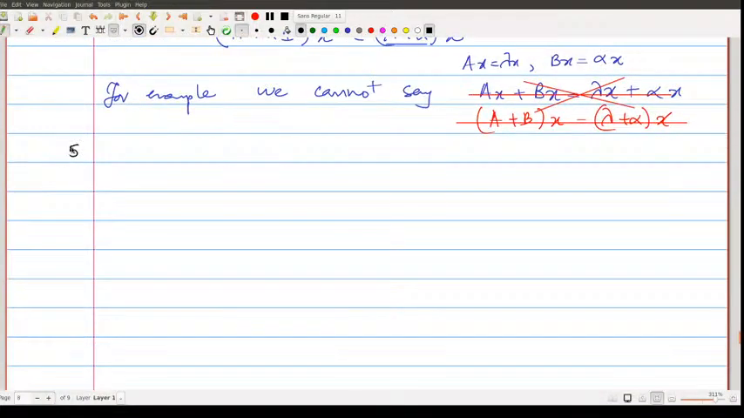So number 5, let's do an upper triangular matrix this time. Let's say we do 2, 3, 1, 0. Matrix A. And I've chosen this to be an upper triangular matrix because we'll see something important. So let's call it U. We know that it's an upper triangular matrix.